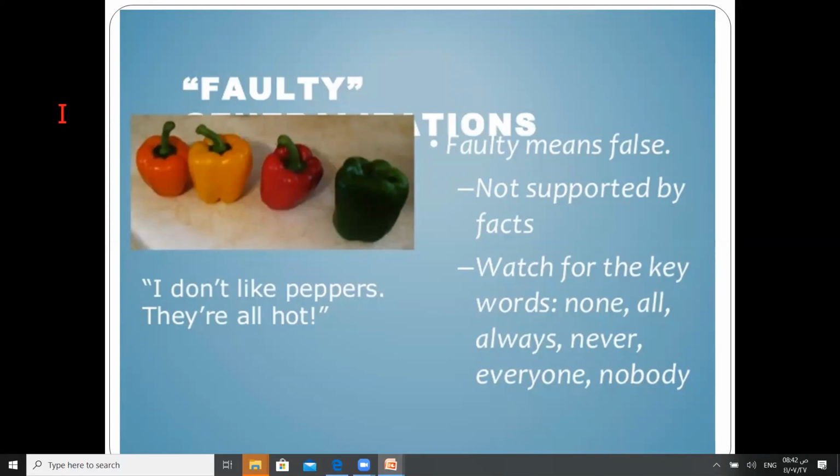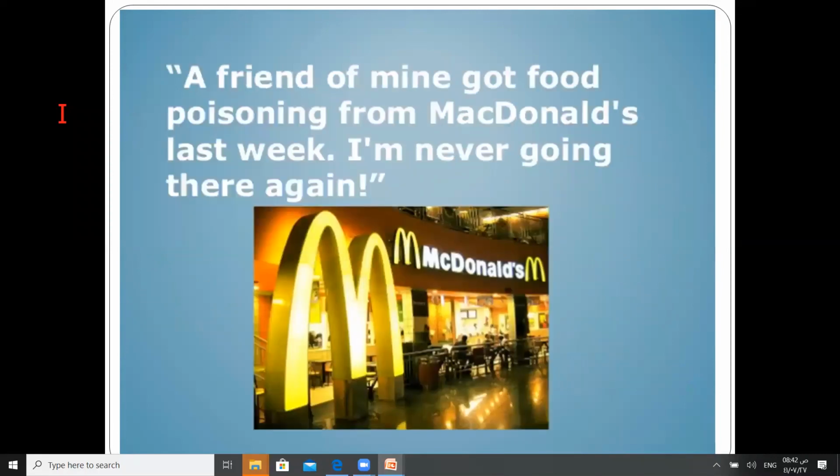Let's have another example. A friend of mine got food poisoning from McDonald's last week. I'm never going there again. This is also faulty generalization. This is your own opinion. There are no facts. Did you see the keyword never?